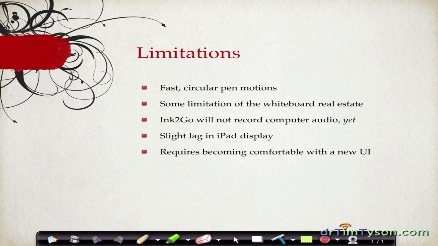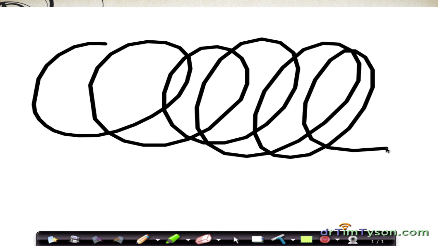Let's talk about those. If you make fast circular pen motions, you can frequently get straight lines that are connected together. Let me do a demonstration of that for you. Blanking out my screen. I'm picking a pen and I moved my finger as fast as I could. And you see that it's not exactly circular, even though my finger moved in a circular fashion.